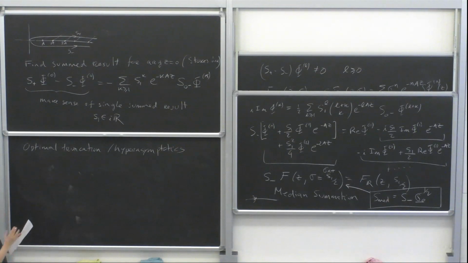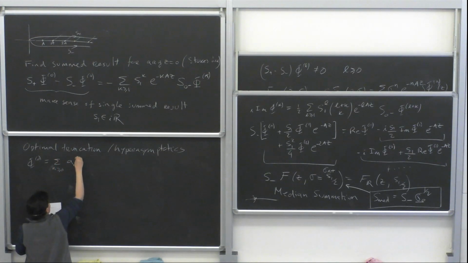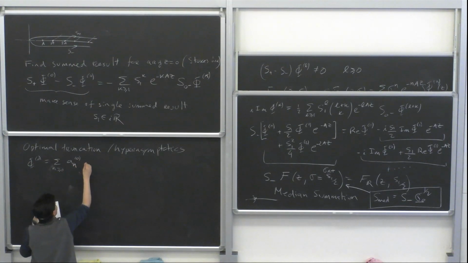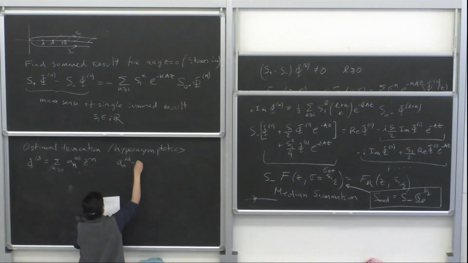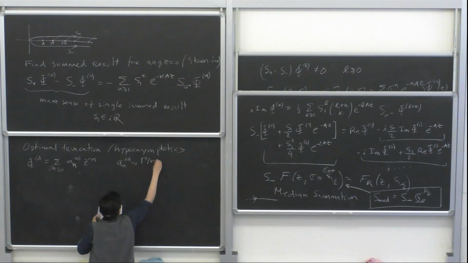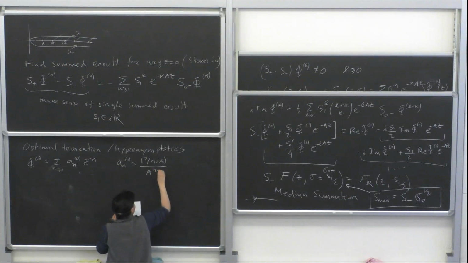So if we have our expansion, right? I have phi 0, which was equal to the sum of a_n^0 z to the minus n. (This is not k, it's n, doesn't matter.) And then we know that a_n^0 grew as (n plus beta)! divided by A to the n plus beta.